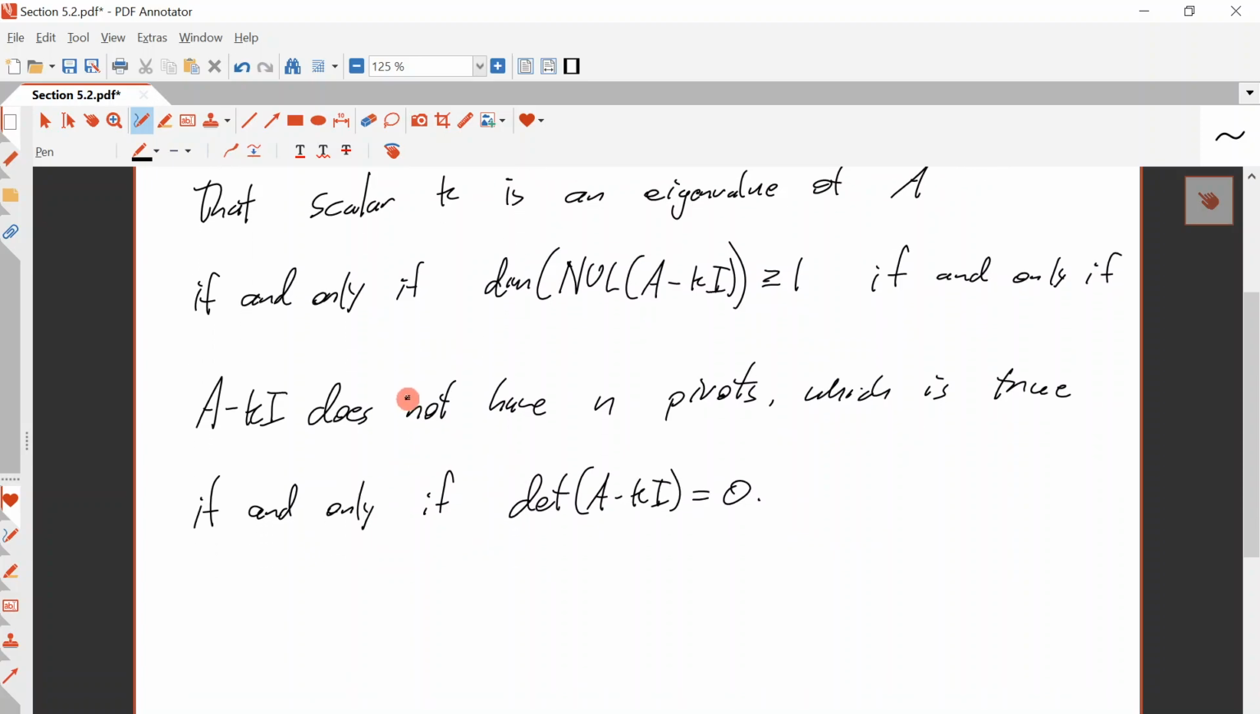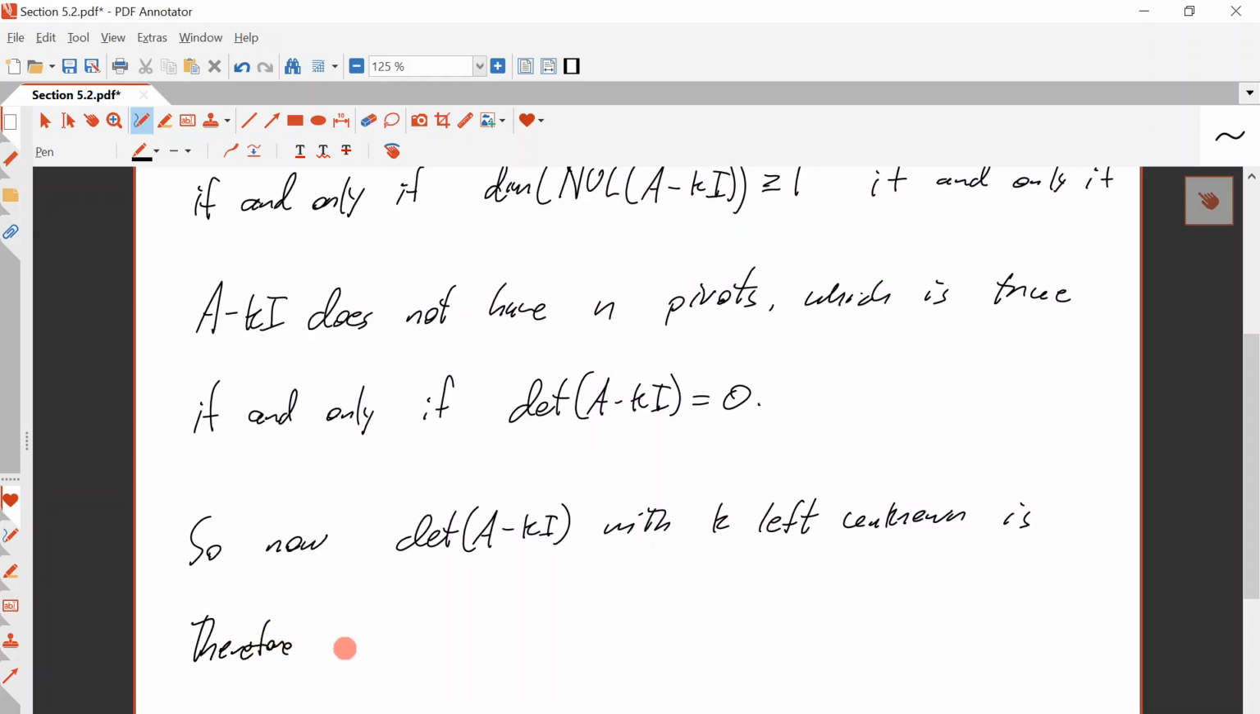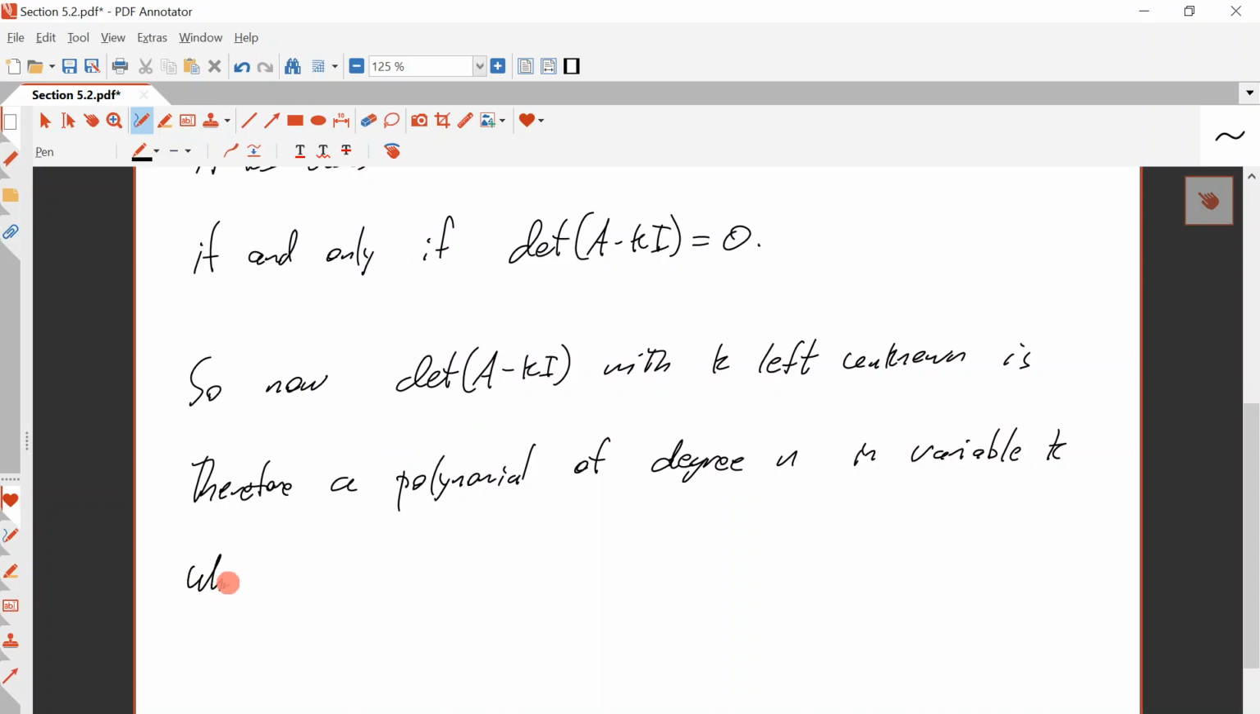Okay, so the determinant of A minus kI, with k left, I hate to use the same word twice, with k left unknown, we'll say, is therefore a polynomial of degree n in variable k, whose roots are precisely the eigenvalues of A.